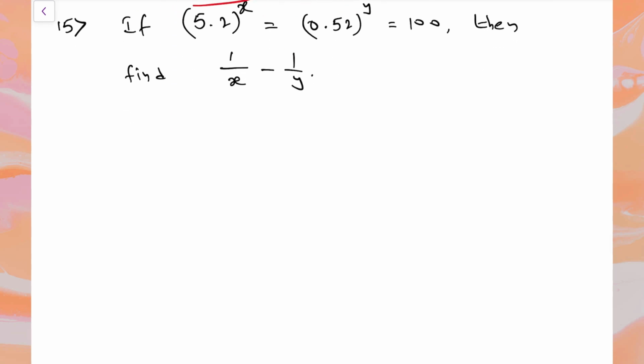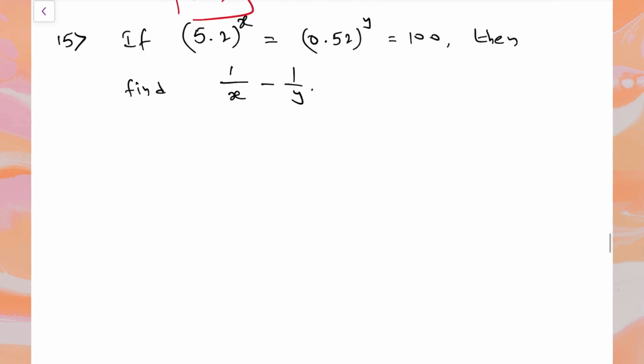Coming to the next question, number 15. In this 15, also a and b both will be there, any one we need to write. If 5.2 whole power x equals 0.52 whole power y equals 100, then find the value of 1 by x minus 1 by y.